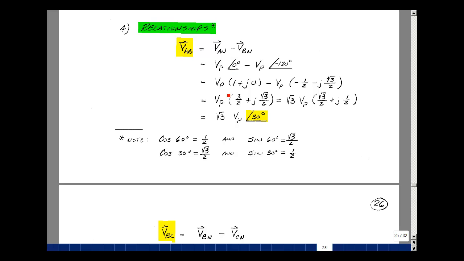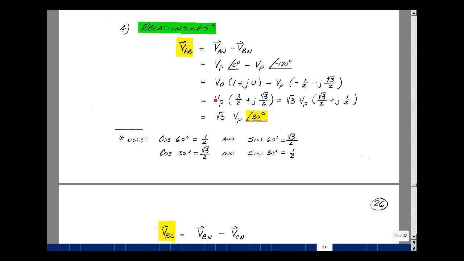So 0 degrees is going to be 1 plus J0, and then minus 120, let me try to calculate this a little different way than using your calculator. The cosine of 60 is 1/2, and the sine of 60 is the square root of 3 over 2. The cosine of 30 is the square root of 3 over 2, and the sine of 30 is 1/2. Okay, minus 120 degrees is in the third quadrant, and we're 60 degrees away from 180 degrees. So if we take the cosine of 60 and the sine of 60, we would get 1/2 and square root of 3 over 2, but we're in the third quadrant, so the real part and the imaginary part are both negative.